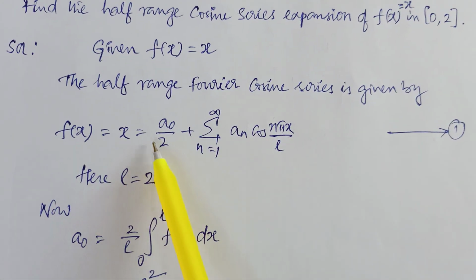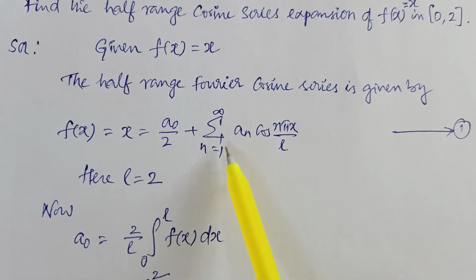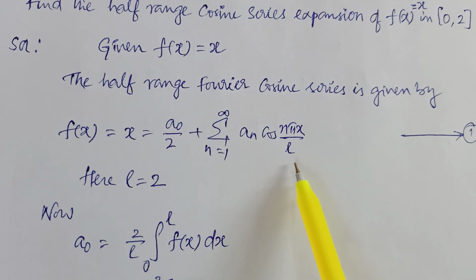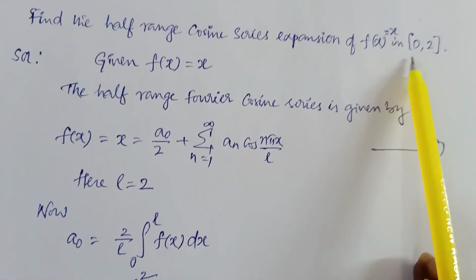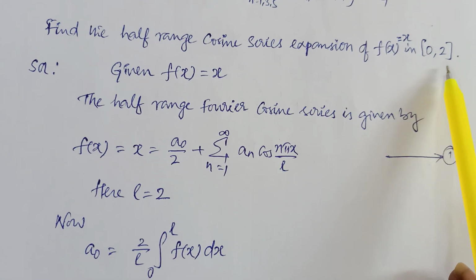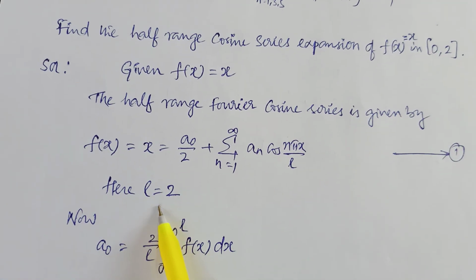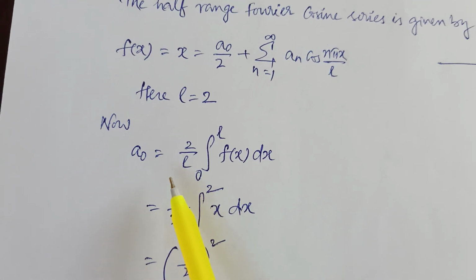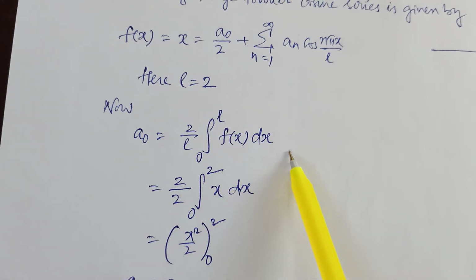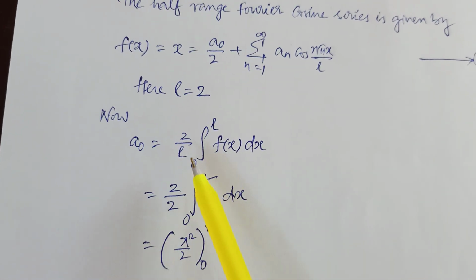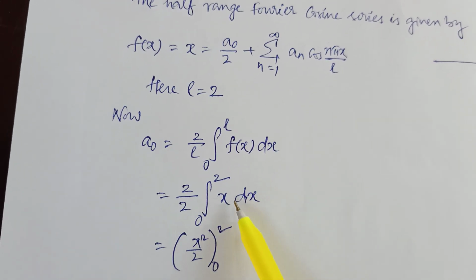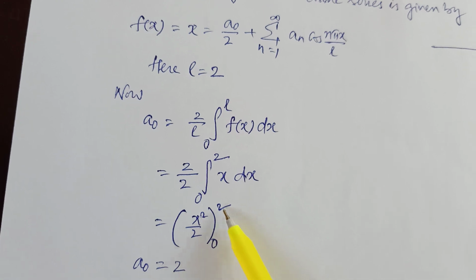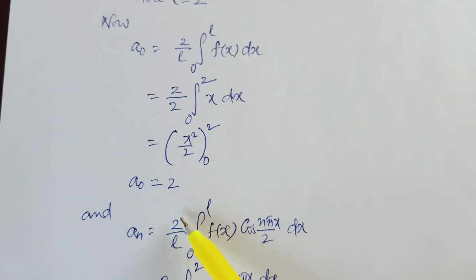So f of x is equal to a naught by 2 plus sigma n is equal to 1 to infinity a n cos n pi x by L. And here, what is L? If you compare the given interval with 0 comma L, we will know that L is equal to 2. Now a naught is equal to 2 by L integral 0 to L f of x dx. So L is 2, put 2 here and the 2s get cancelled: integral 0 to 2 x dx. Integration of x is x square by 2. Taking the upper and the lower limit, a naught is equal to 2.